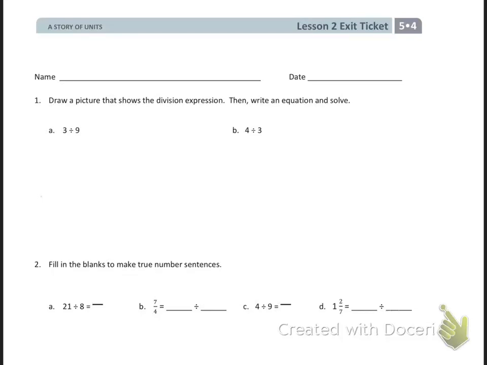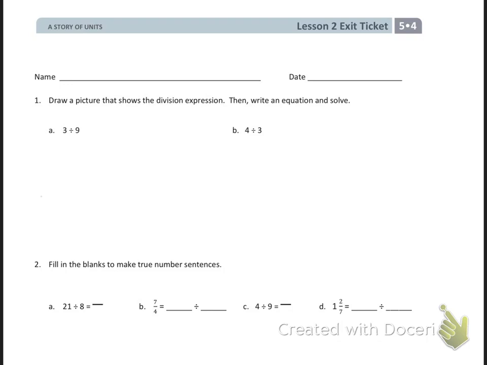All right, fifth grade, this is the Lesson 2 exit ticket for Module 4, where we were asked to look at fractions in terms of division. So for number 1, we are to draw a picture that shows the division expression, then write an equation and solve. So the first thing we need to do is represent our problem in a picture. So 3 divided by 9.